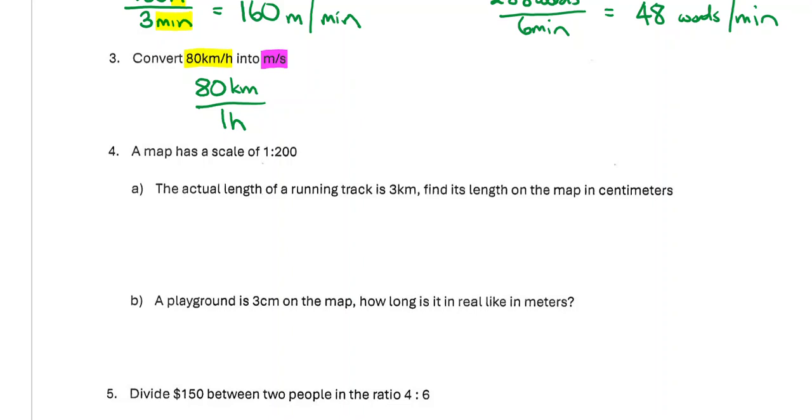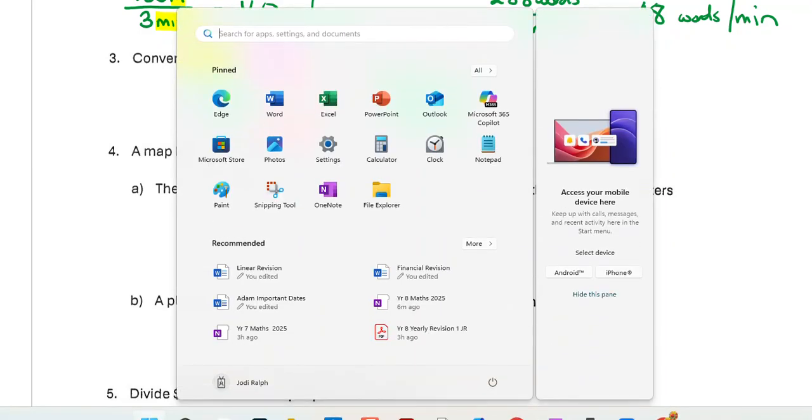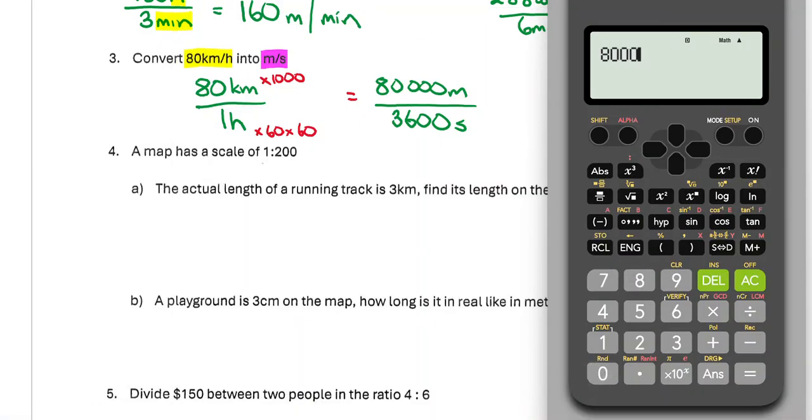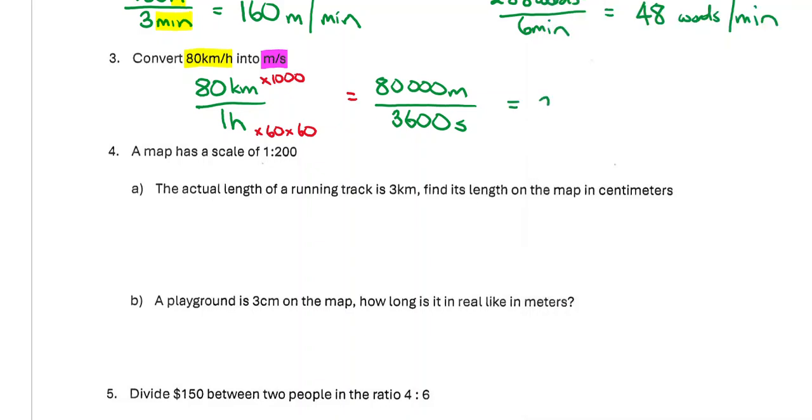So if I want to change kilometers into meters, I'm going to times that by 1,000. If I want to change hours into seconds, I'm going to times 60 to turn to minutes, times 60 again to turn it into seconds. That would give 80 times 1,000, which is 80,000 meters, over 1 times 60 times 60, which is 3,600 seconds. So 80,000 divided by 3,600 is 22.2 meters per second.